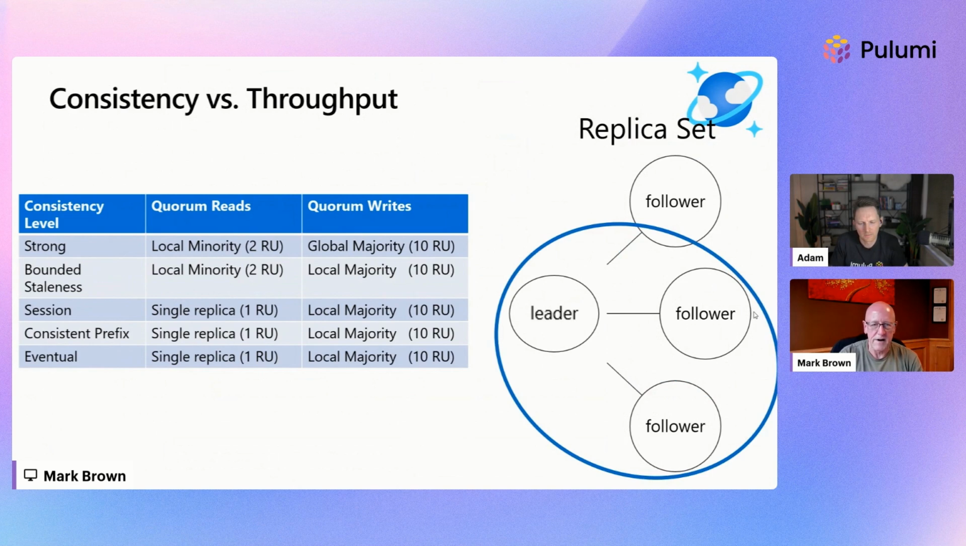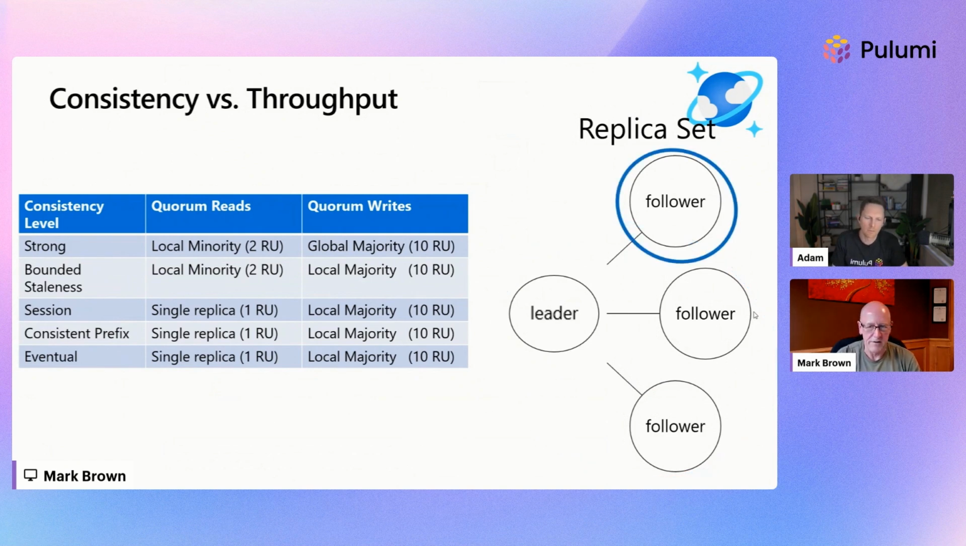When you define consistency within Cosmos, you do it at an account level. You can change the consistency level on a per request basis, but you can only weaken it. You can't make it stronger. So this is another thing people should be aware of as well.